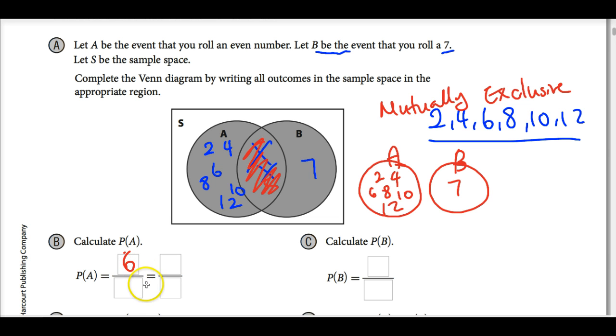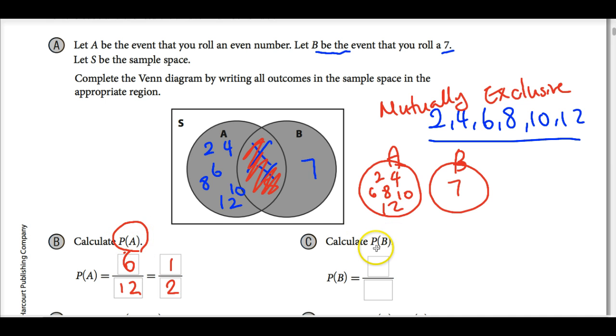And because it has 12 sides, how many sides could you potentially get? You could get 12 sides, right? So if you simplify, you get 1/2, and that would be the probability of A happening. What was A anyway? That's the probability of you getting an even number.